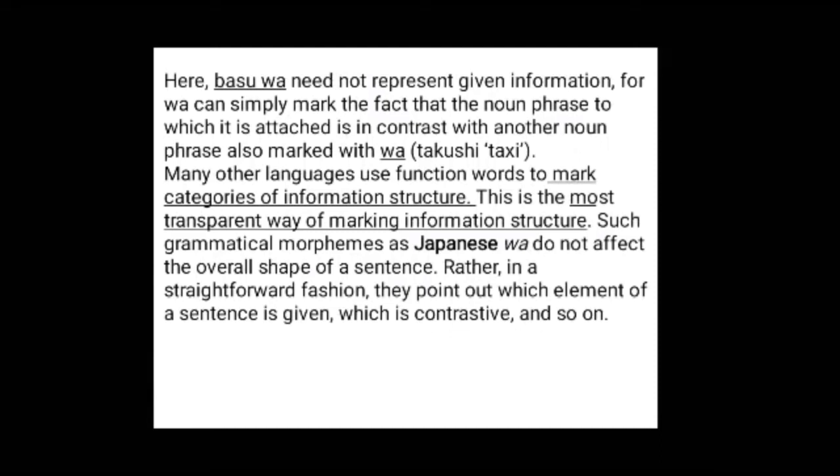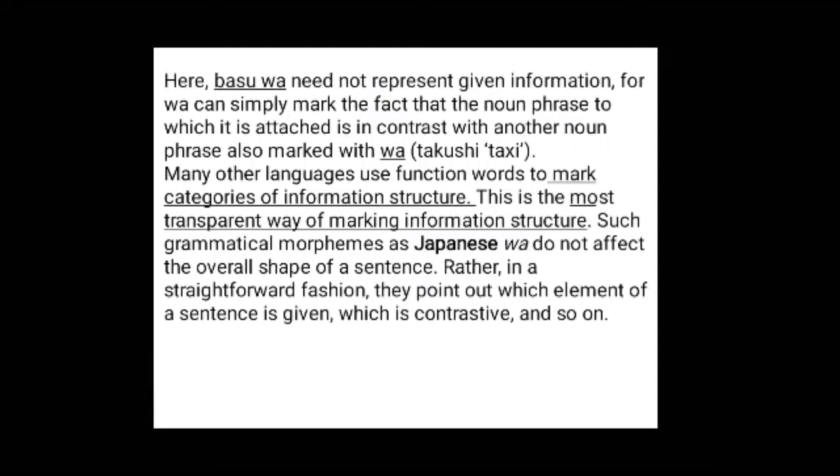Then here, basuwa need not represent given information, for wa can simply mark the fact that the noun phrase to which it is attached is in contrast with another noun phrase also marked with wa, takushi, or taxi. Many other languages use function words to mark categories of information structure. So this is the most transparent way of marking information structure.